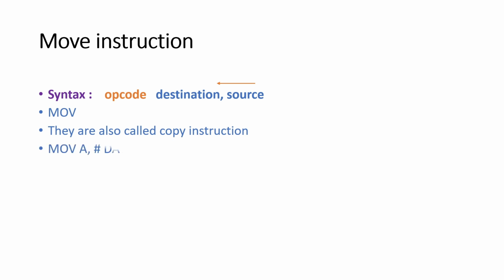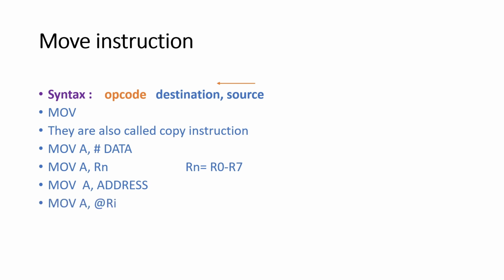The move instructions are: MOV A, #data, means immediate data. MOV A, Rn, here Rn is the R0 to R7 registers. MOV A, address. MOV A, @Ri, here Ri is the R0 and R1 registers. MOVX A, @DPTR. This instruction is used to transfer external data. MOVC A, @A+DPTR. This instruction is used to transfer data from a code address.